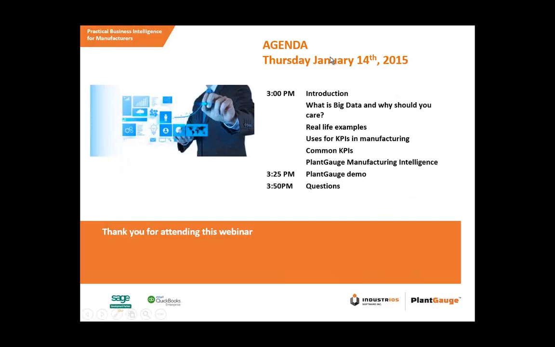Okay. A quick overview of the agenda. We'll kick things off today with a little bit of theory, starting with addressing the questions. Number 1, what is big data? And 2, why should you care? Then we'll get into discussions about real-life examples of the use of metrics in business. We're going to look at 3 ways that, forgive the acronym here, KPI stands for Key Performance Indicators. So 3 ways that these are used in manufacturing. And then we will move on to some of the more common specific metrics that are tracked by manufacturers. After that bit of theory, we'll get a little bit more practical with a description of the Industrial's PlantGauge Manufacturing Intelligence Dashboard, followed by a short product demonstration.